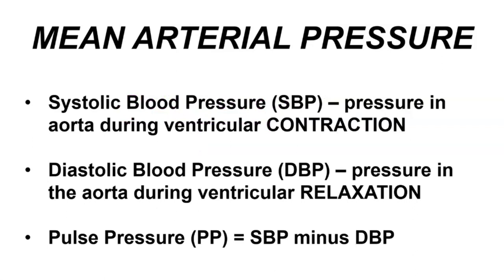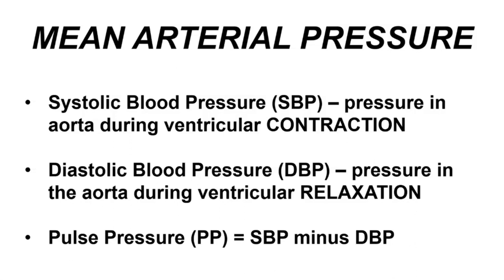As a reminder, the systolic blood pressure, or SBP, is the pressure observed in the aorta during ventricular contraction. On average, in a healthy adult, this is approximately 120 millimeters of mercury. The diastolic blood pressure, or DBP, is the pressure that is exerted in the aorta during ventricular relaxation. On average, this is about 80 millimeters of mercury in a healthy adult.